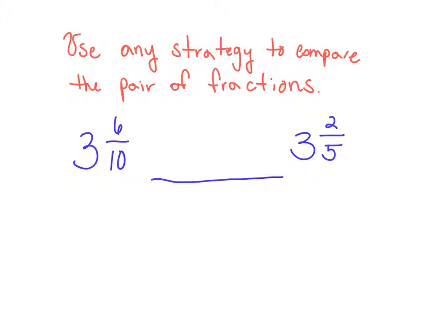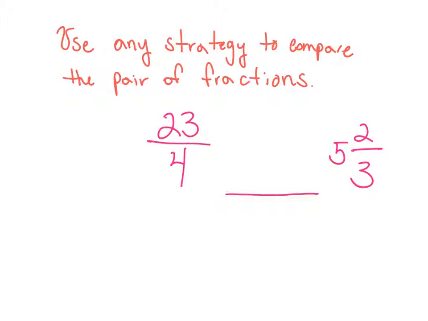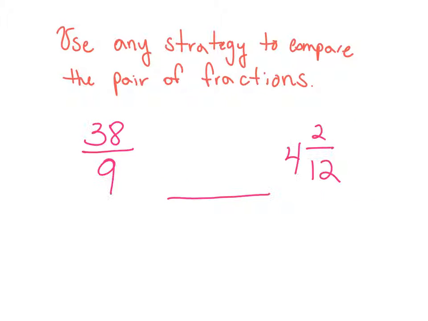Okay, use any strategy to compare the pair of fractions, 3 and 6/10 and 3 and 2/5. I want to see your work tomorrow. Continue using any strategy that you feel comfortable with and compare 2 3/4 and 5 and 2/3 and bring in your work tomorrow. And your last one, use any strategy to compare the pair of fractions. 3 8/9 is greater than, less than, or equal to 4 and 2/12. And I want to see your work tomorrow.